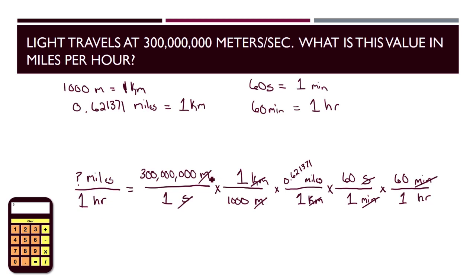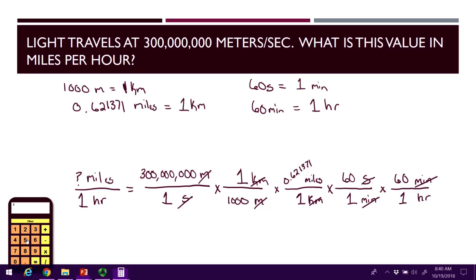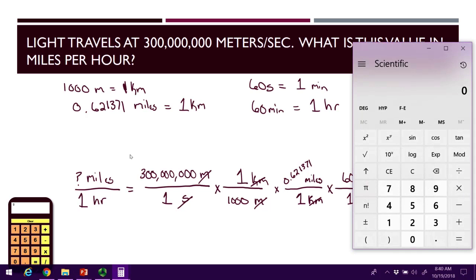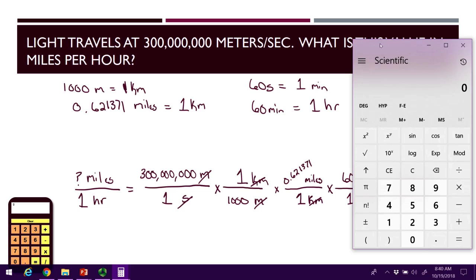So now it's just a matter of doing the math. I'm ignoring the ones because I know that they don't do anything to the calculation. They leave it the same. But it's 300 million divided by 1,000, multiplied by 0.62, multiplied by 60, multiplied by 60. Okay, so let's try that math and see what we turn up with. I'll move this over here so it won't block what we're doing.